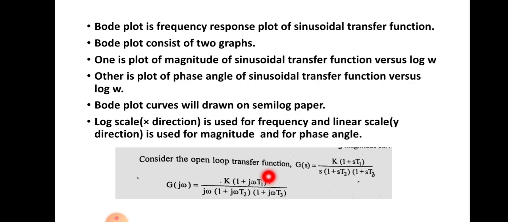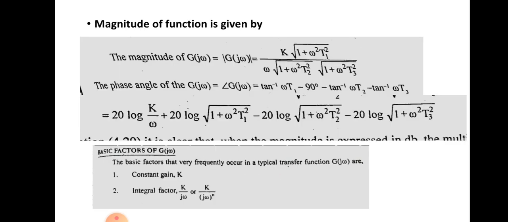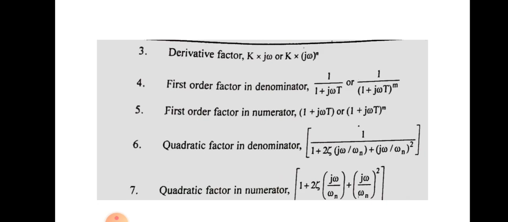So we have to see how we can draw these first order terms, and we will analyze each of these cases. Sometimes the first order factor comes in the form 1 plus j omega t all raised to m in the denominator. So we have to know how to draw these terms in a semi-log graph. Similarly, sometimes first order factors come in the numerator in the form of 1 plus j omega t, or (1 plus j omega t) all raised to m.